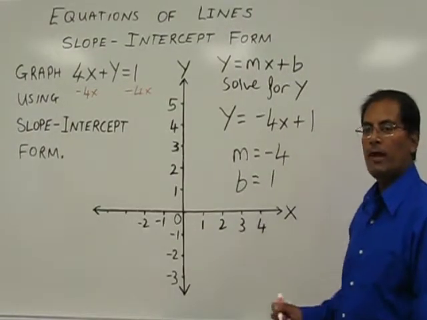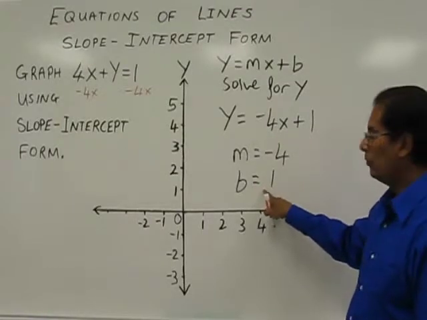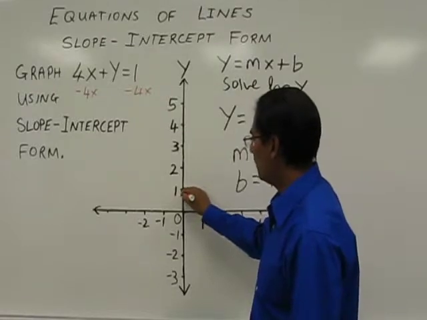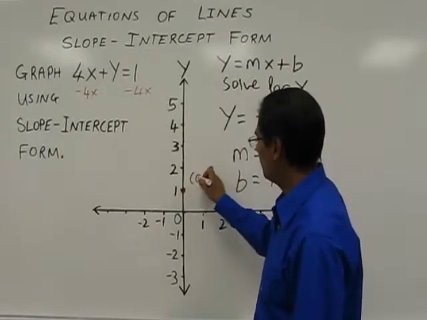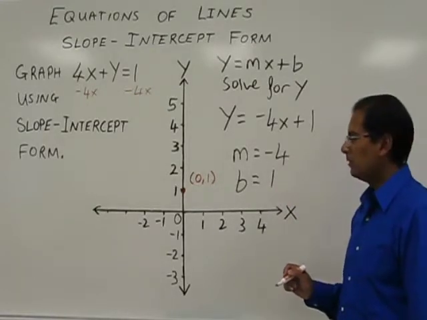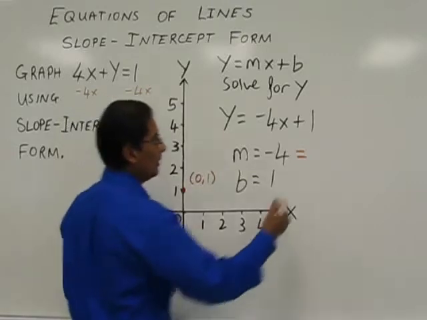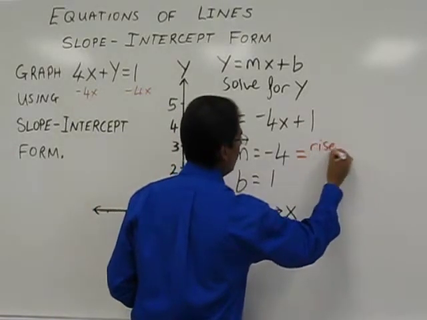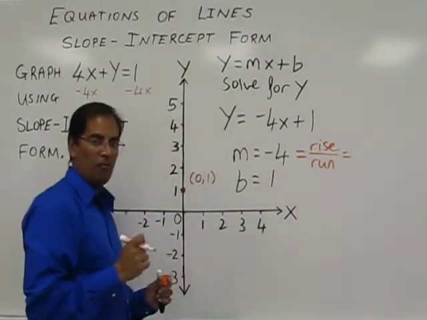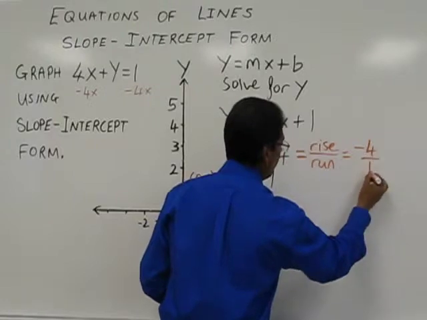So how are we going to graph this line? We have a y-intercept of 1, b equals 1. So we know we're here on the y-axis at 1. That's the point (0, 1). And we have a slope of negative 4. Well, what that means, remember slope means rise over run. And we have a slope of negative 4. That means we really have negative 4 over 1.